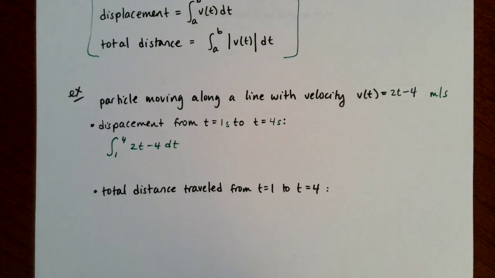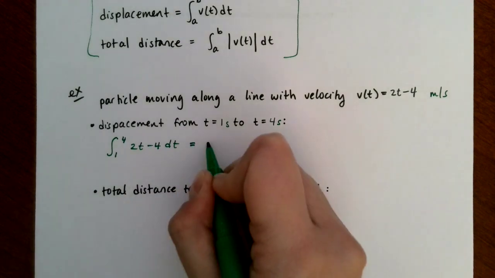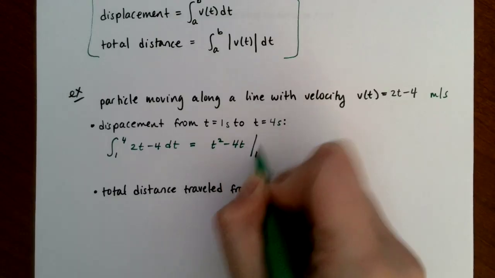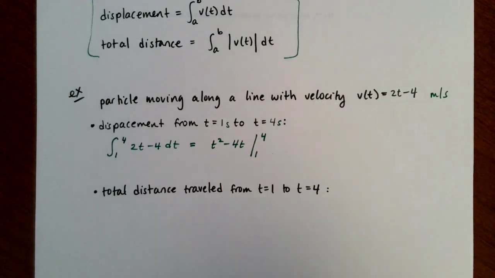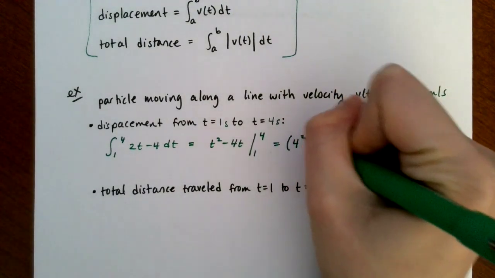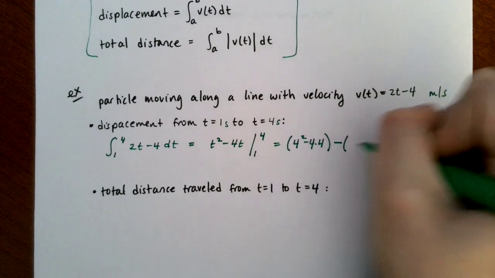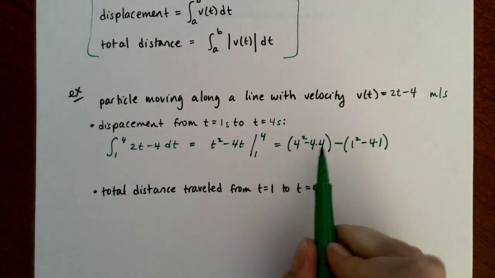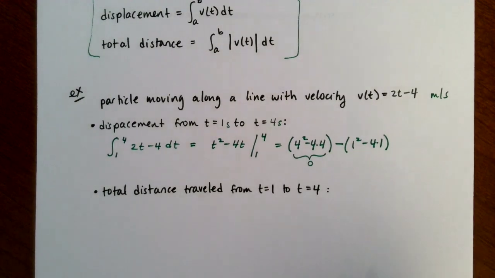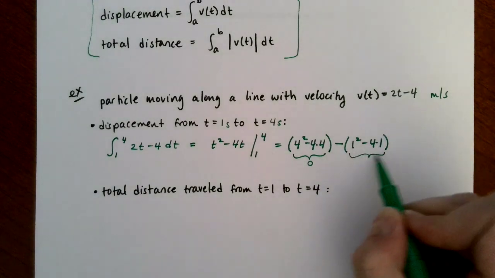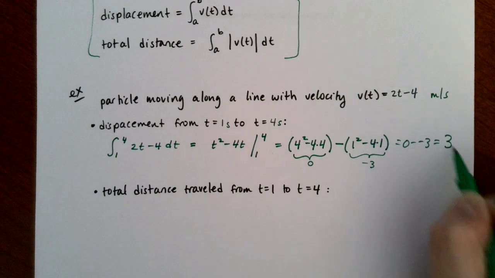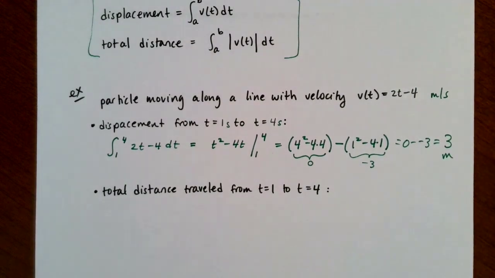I'll compute my antiderivative, plug in, subtract, and we'll get the net change between the two. So 2t's antiderivative is t squared, 4 is 4t, and we'll evaluate from 1 to 4. With a 4 in it, we have 4 squared minus 4 times 4. And then with a 1 in it, 1 squared minus 4 times 1. 4 squared minus 4 squared, this whole thing actually comes out to 0. And then here we have 1 minus 4, which is negative 3. So 0 minus negative 3 gives me positive 3 meters.